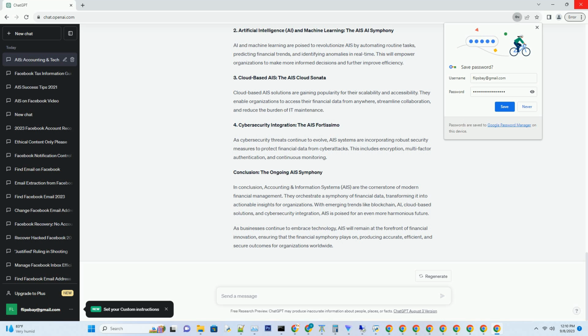Conclusion, the ongoing AIS symphony. In conclusion, accounting and information systems, AIS, are the cornerstone of modern financial management. They orchestrate a symphony of financial data, transforming it into actionable insights for organizations. With emerging trends like blockchain, AI, cloud-based solutions, and cybersecurity integration, AIS is poised for an even more harmonious future.